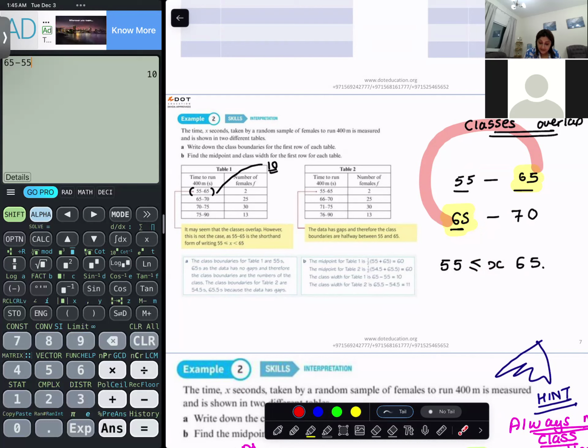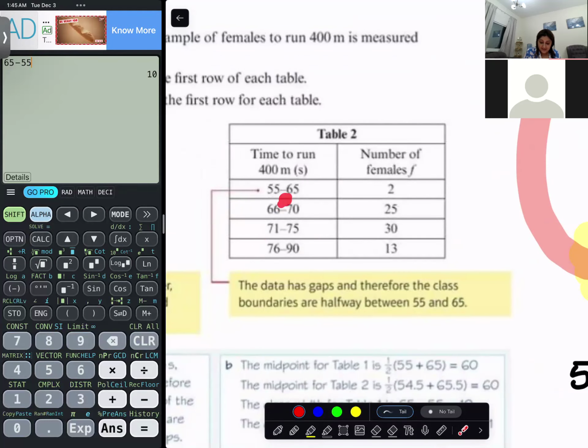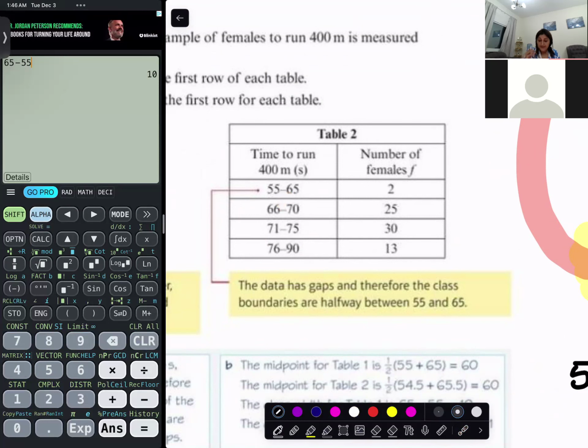Now over here, if you see table 2, the classes are 55 to 65, 66 to 70, 71 to 75, 76 to 90. If you see, your classes are not overlapping. So when the classes are not overlapping, you have to convert it into a continuous group.